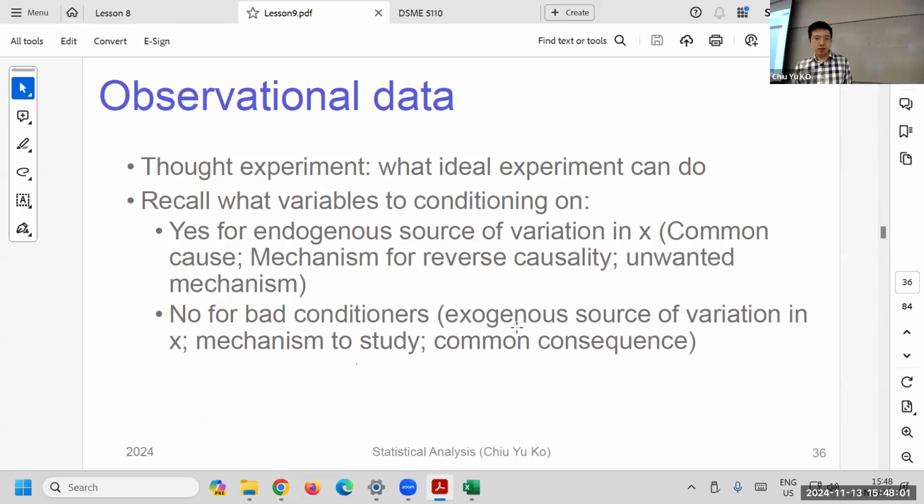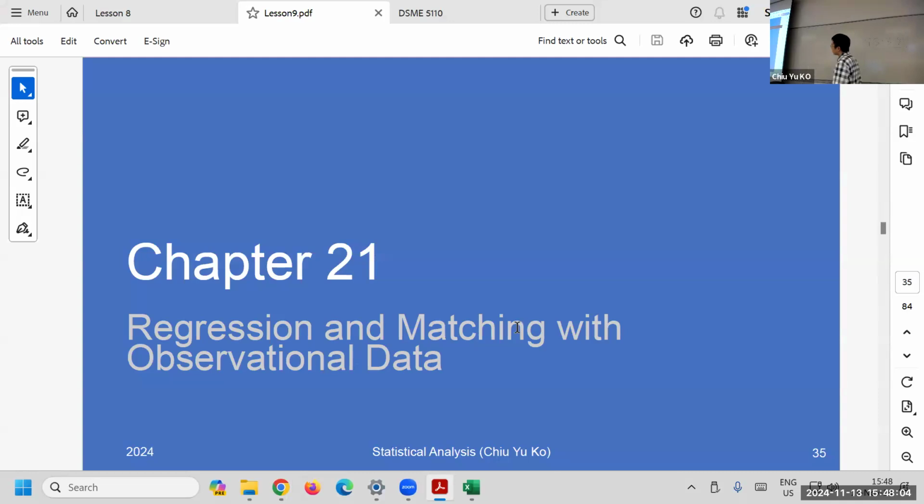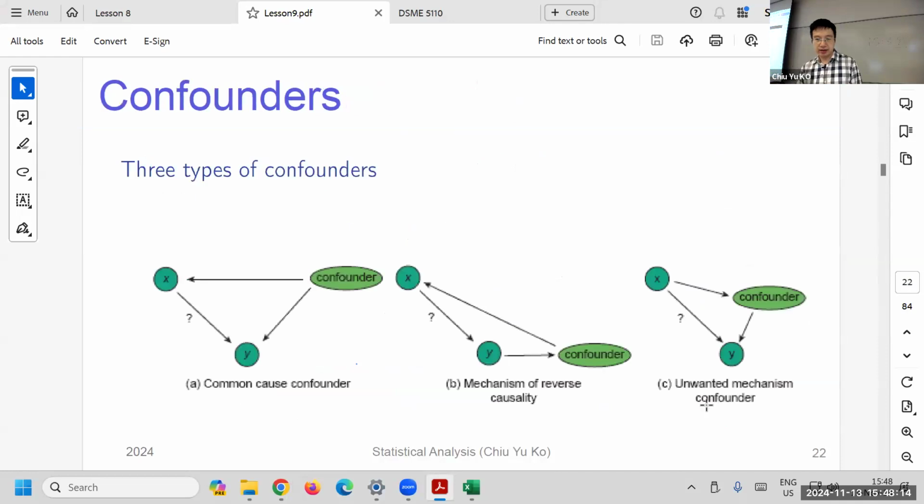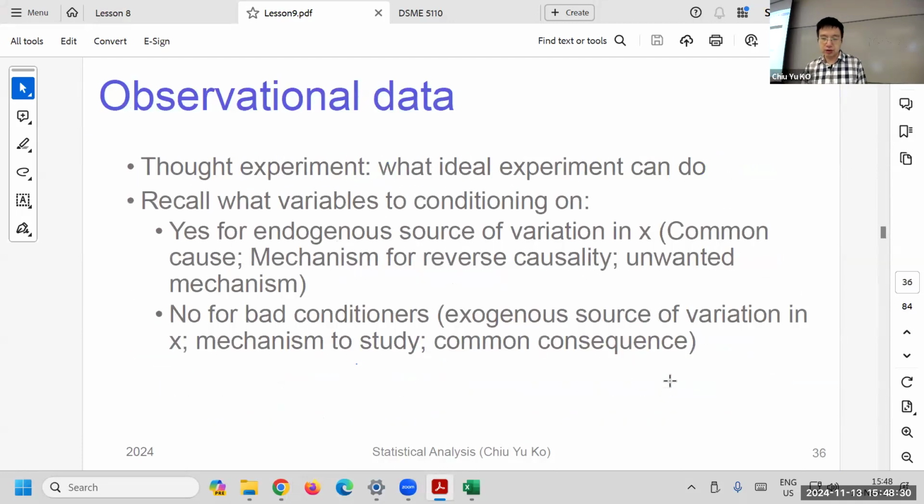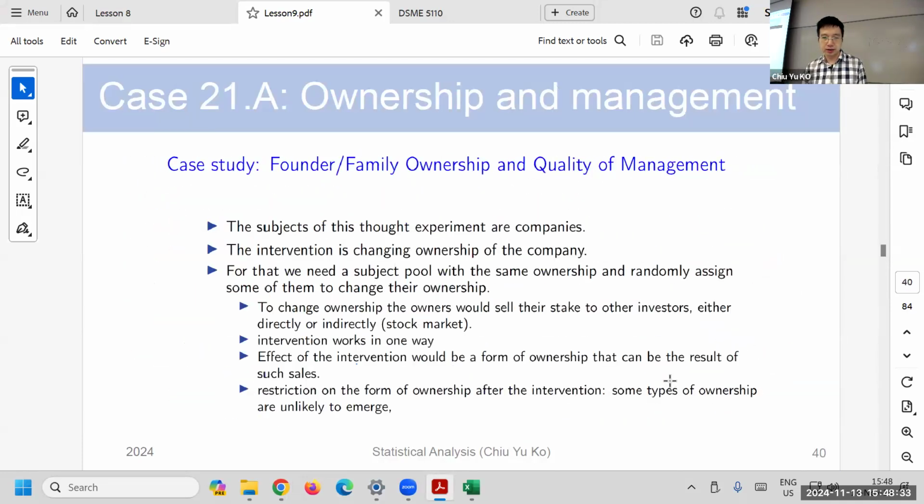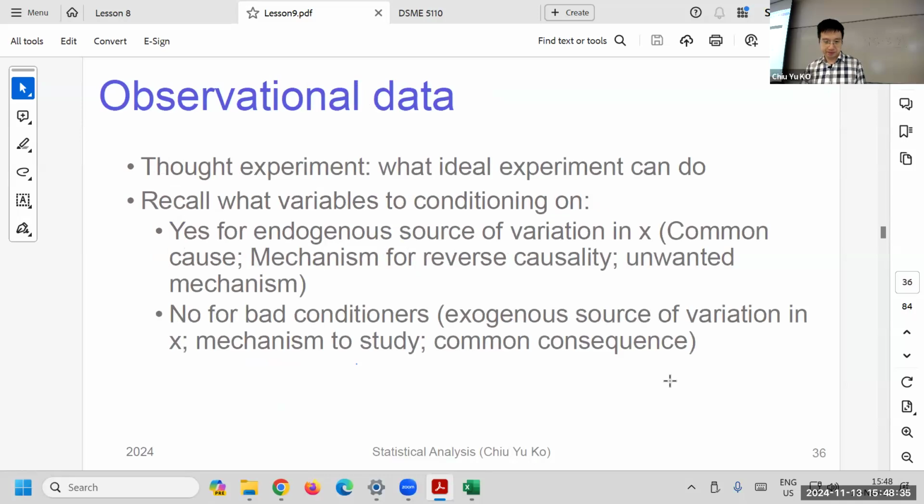So the next chapter is about regression and matching with observational data. The main problem is that you only observe some people here, some people there. You want to make sure that they are comparable by controlling for something. That is what regression is doing. You will see in detail how it works, but let's see some examples.